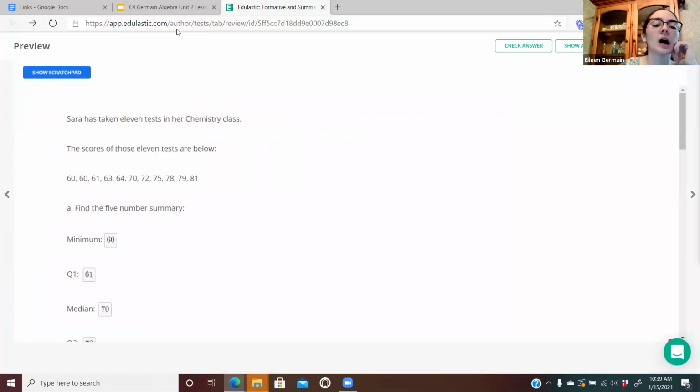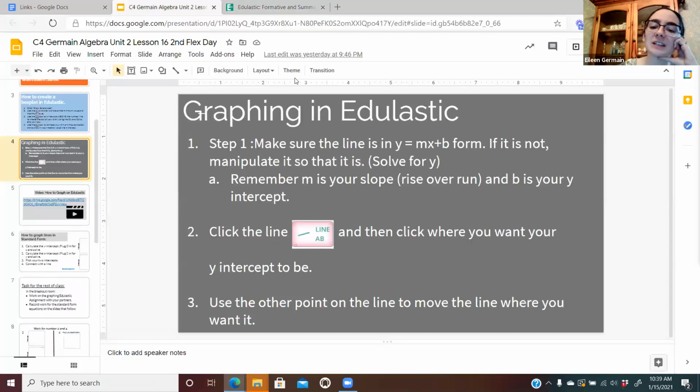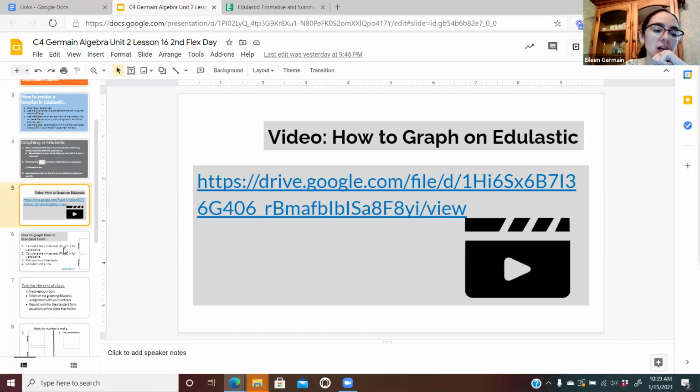Okay, so we're graphing in Edge Elastic. We did this yesterday. Step 1, make sure your line is in y equals mx plus b form. If it's not, you need to manipulate it. Solve for y. Remembering that m is your slope, b is your intercept. Click on the line button, put where your intercept is, and connect it, using your rise and your run, extend your line, okay? I have a video in case you forgot how to do it.